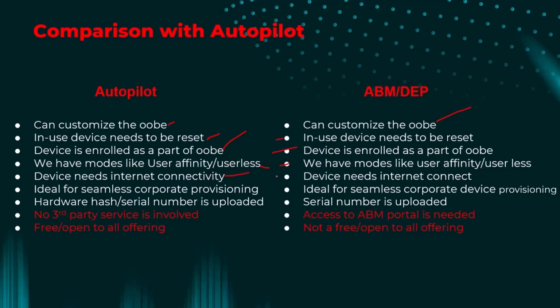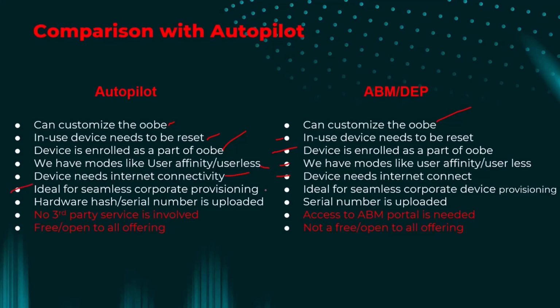Device needs internet connectivity for DEP as well as for Autopilot. If internet connectivity is not there, then if you're powering on a Windows device, the device will not be autopiloted. It will go through the normal screen and not the customized out of the box screen. The same thing happens with DEP or ABM as well. When you're powering on the device, you have to connect the device to the internet, right? Because everything from Intune and Apple is going to happen only when there is internet connectivity.